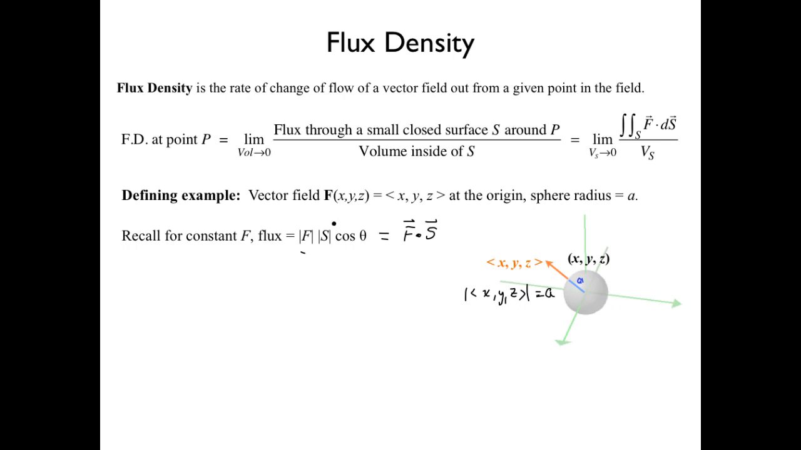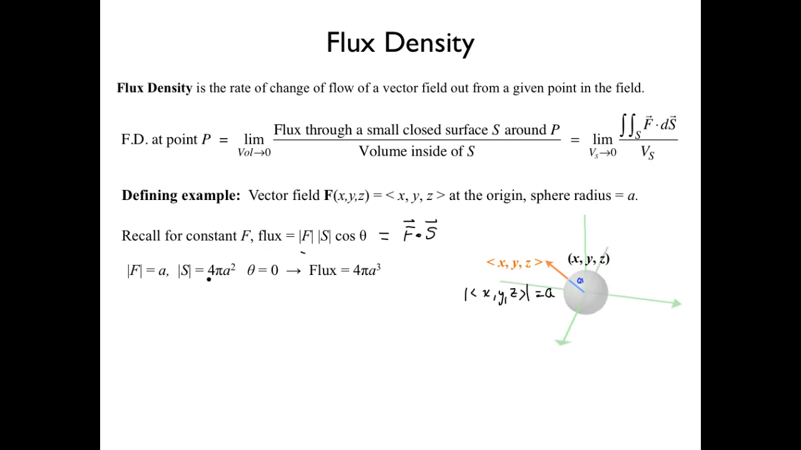So what would that be here? What is the magnitude of F at all points on the sphere? A. And then what is S? Surface area of the sphere, right? And then what is theta? 0. All these orange vectors are orthogonal to the surface already, so theta is 0. So F is A, S is the surface area of the sphere, theta is 0, so the flux is just 4 pi A cubed out of that sphere. We don't have to integrate because we have a constant field, and we can just calculate it for the whole sphere at once.